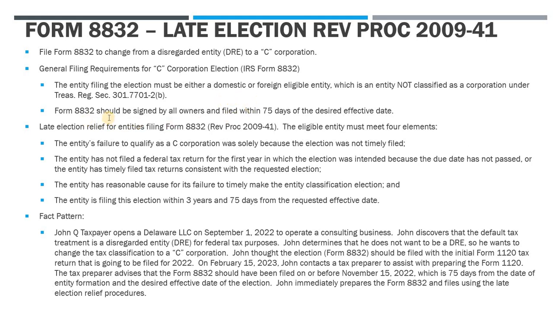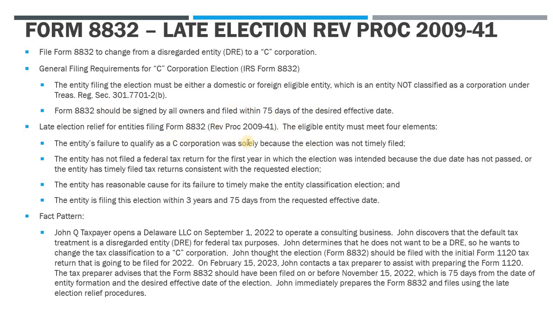Now the 8832 should be signed by all the owners of the company, and it has to be filed within 75 days of that desired effective date. So if I set up a company today, I've got 75 days to get the election prepared, signed, and filed, and then it's timely. In our case here, we missed the 75-day window, right? So that's why we're doing the late election relief procedures.